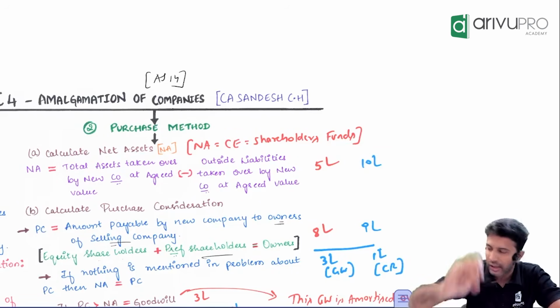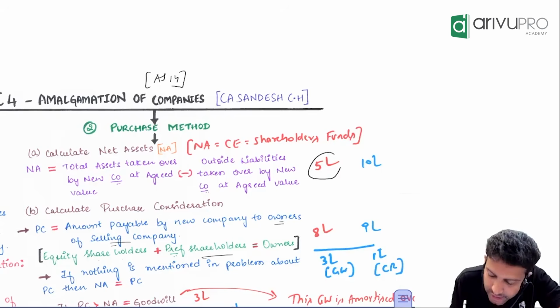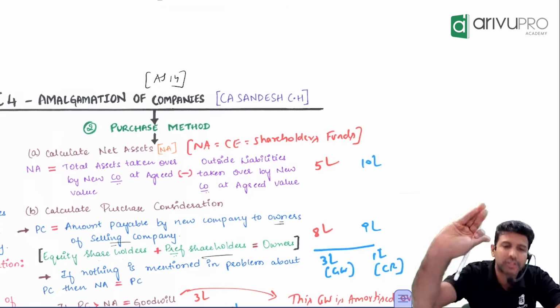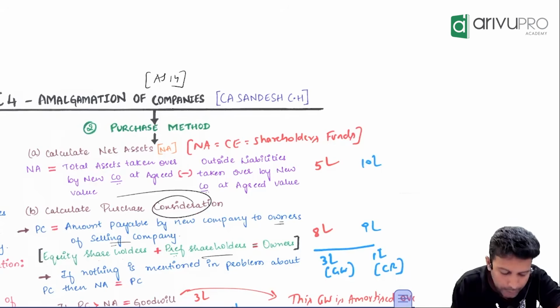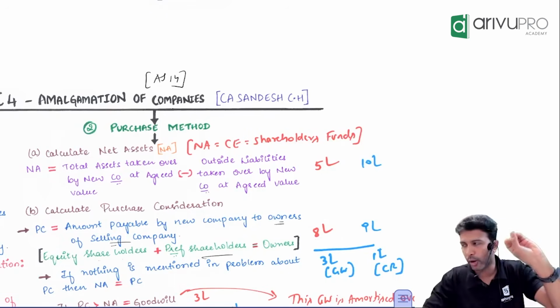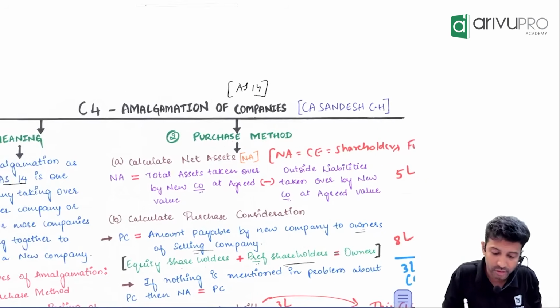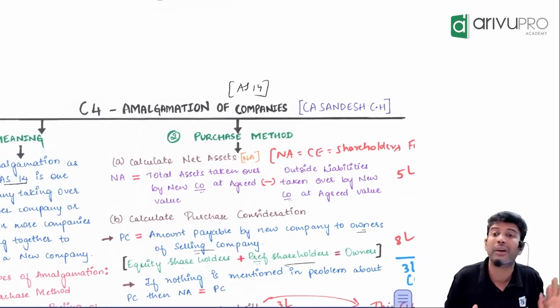Easy now. Okay, let's take some hypothetical numbers for the sake of discussion. You calculated net assets and you got 5 lakh, assumption. You calculated purchase consideration and you got 8 lakh rupees. Now think from the purchasing company's side, the accounting of this: amalgamation, purchase method, merger method.